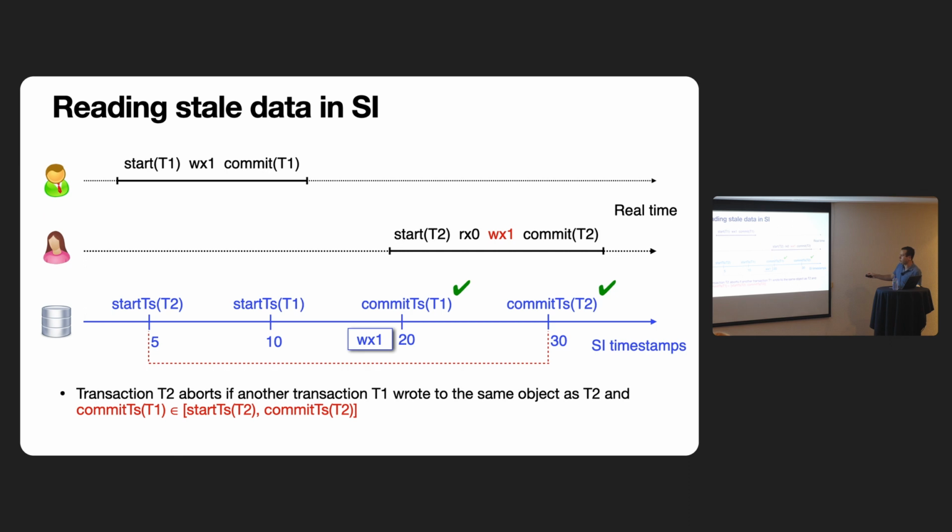T2 wrote to X, and there is another transaction that also wrote to X with commit timestamp 20. Now, according to the time in the universe, actually T1 was over here, right? But the algorithm doesn't know that. It thinks that T1 has timestamp 20, so it falls into this interval, and so in this case, the algorithm will have to abort T2. So for all timestamps, you have the flexibility to assign them, but you may get a performance hit because of writes.